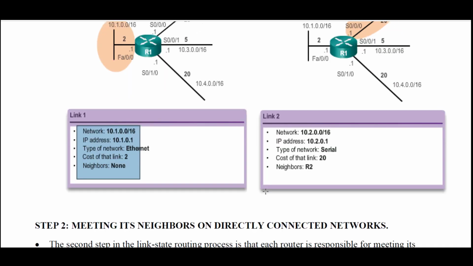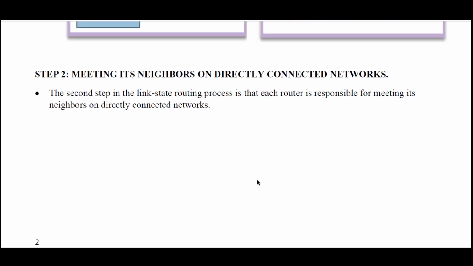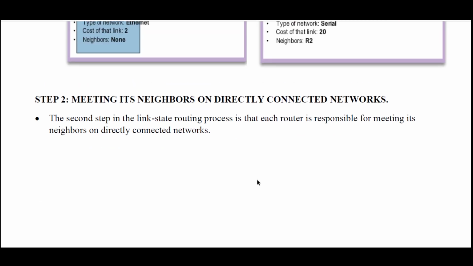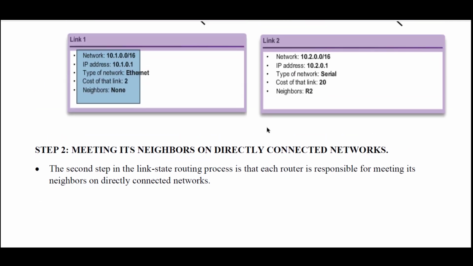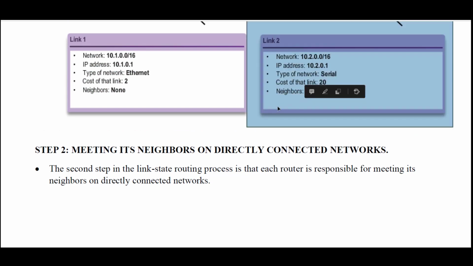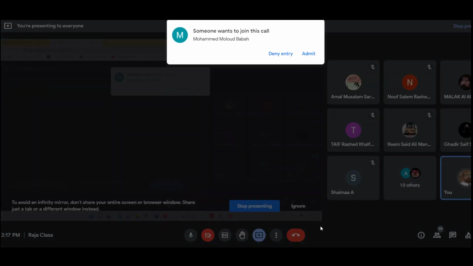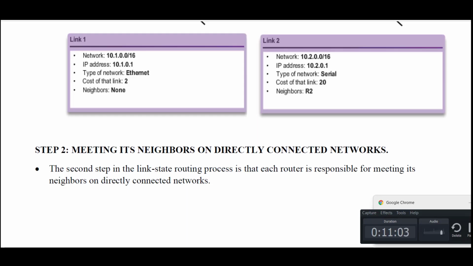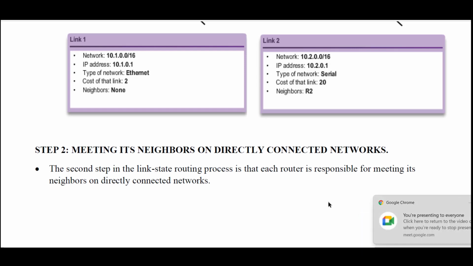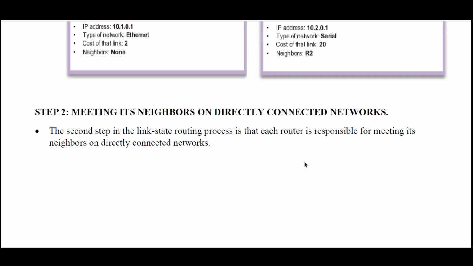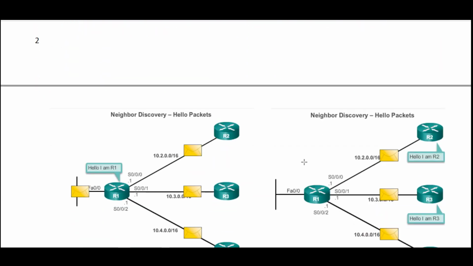Now, let me go to the second step. What is the second step? The second step is meeting the neighbors. We already said the router is going to learn who is the neighbor. The neighbor is R2. Here there is no neighbor. So now we are going to learn about the neighbors. Step number 2: meeting its neighbors on directly connected networks. Now it is going to learn about the neighbors. This is going to be the second step.